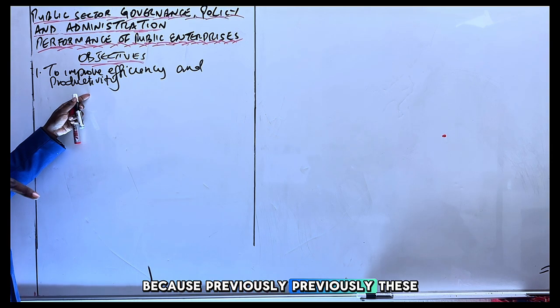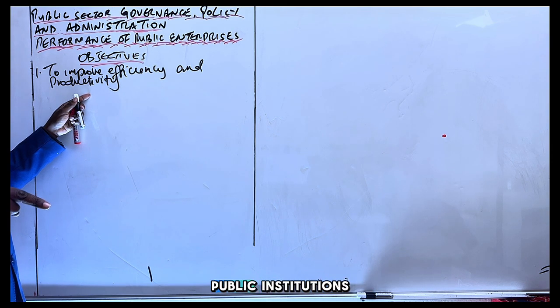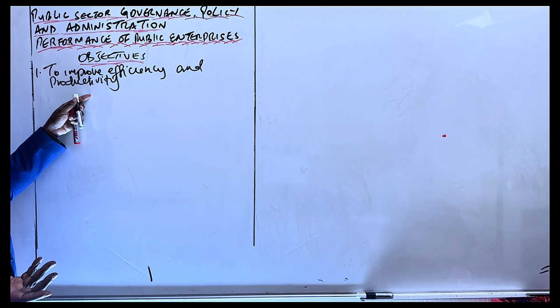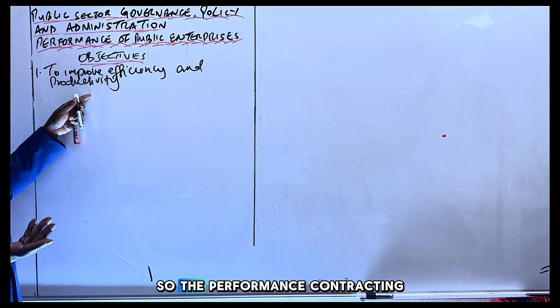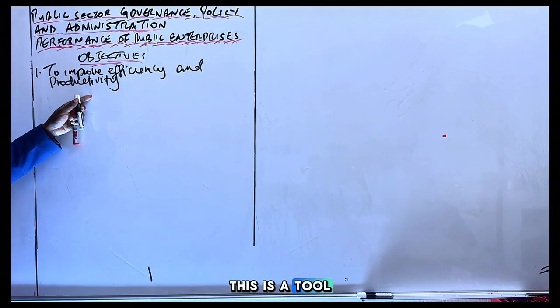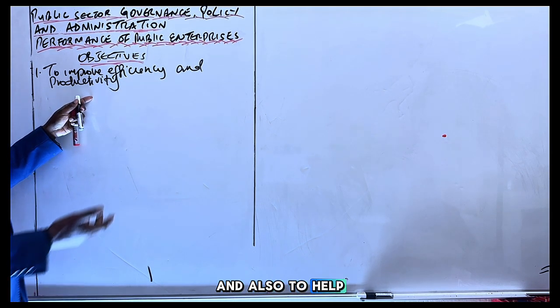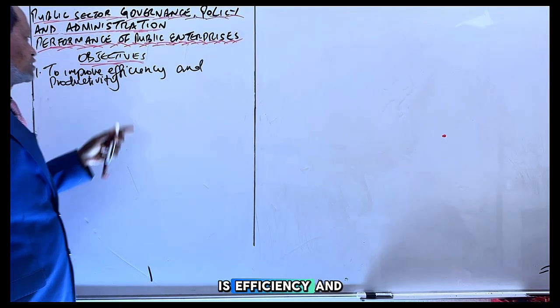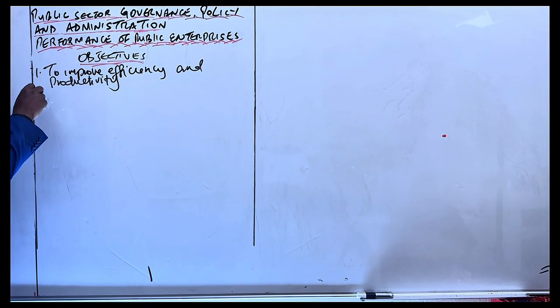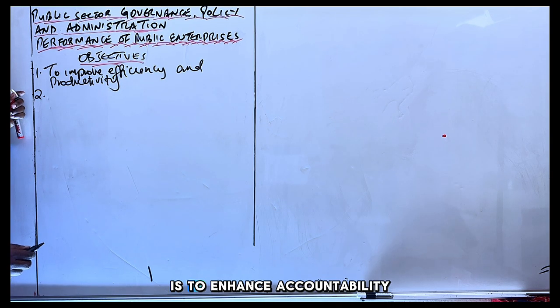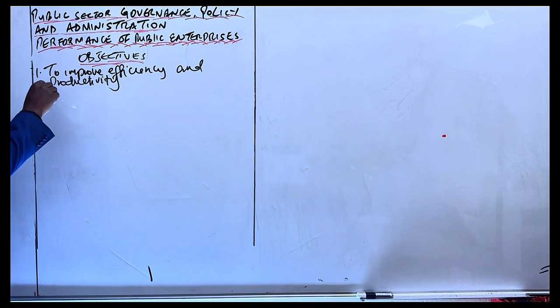Because previously these public institutions underperformed, there was widespread inefficiency. So performance contracting is a tool that tries to manage and also to help in ensuring that there is efficiency and productivity. The second objective of performance contracting is to enhance accountability.